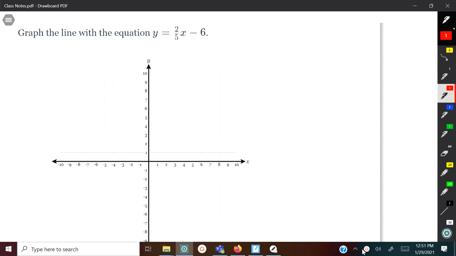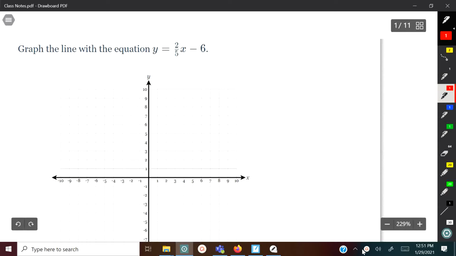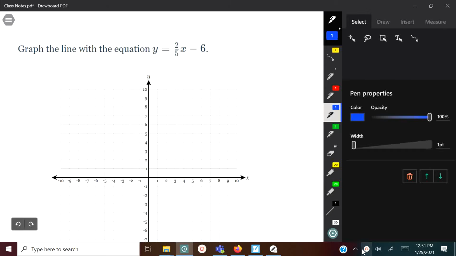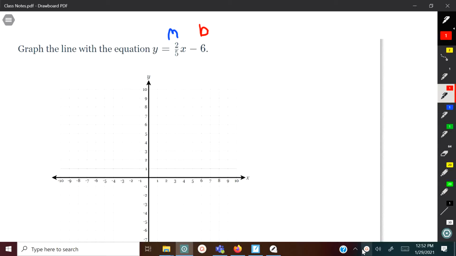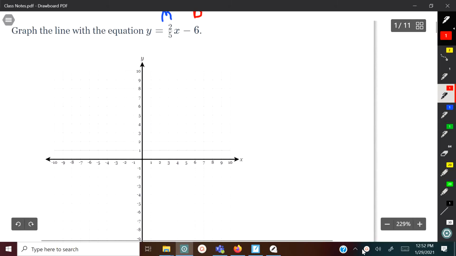Alright, so here we want to graph the line with the equation y is equal to 2 over 5x minus 6. Okay, and we're going to use y equals mx plus b. The m here is going to be 2 over 5, and the b is going to be -6. The m is the slope, and the b is the y-intercept. So we're going to use those two things to graph the line.